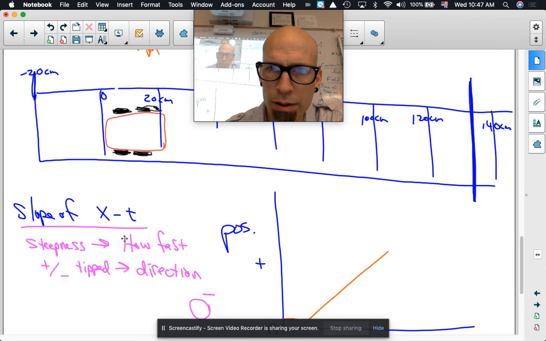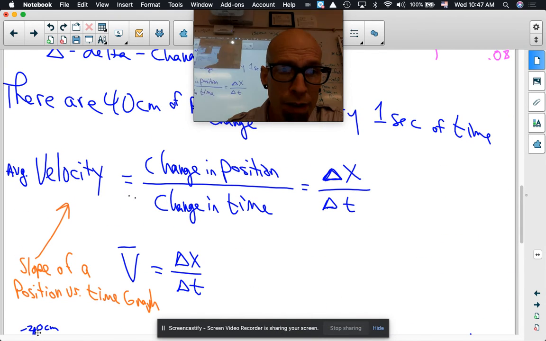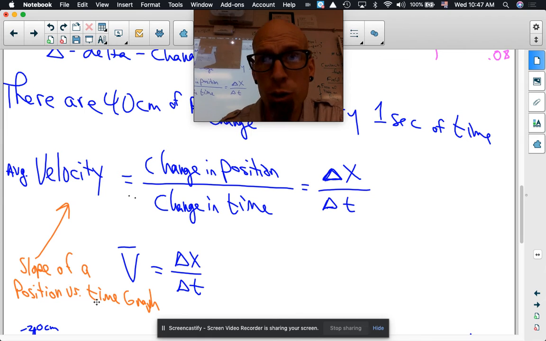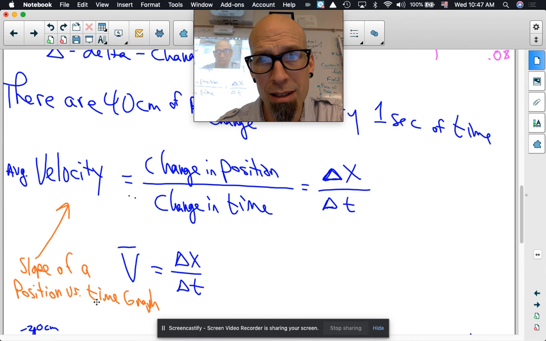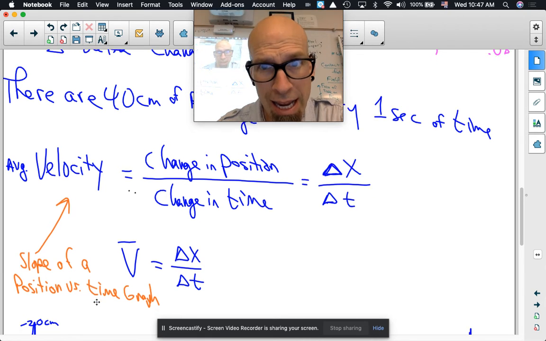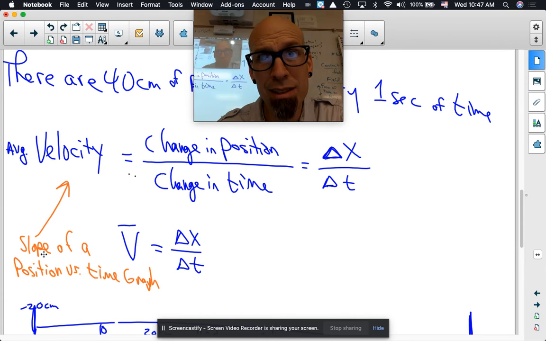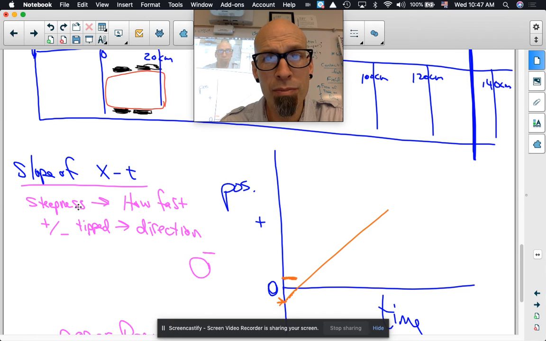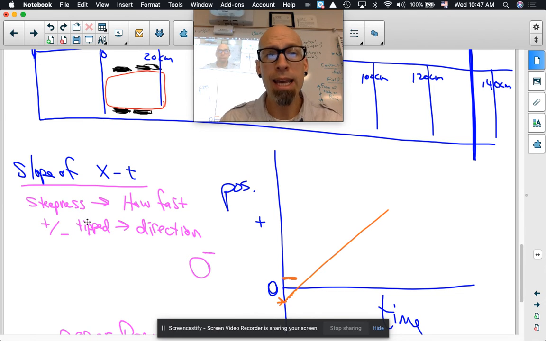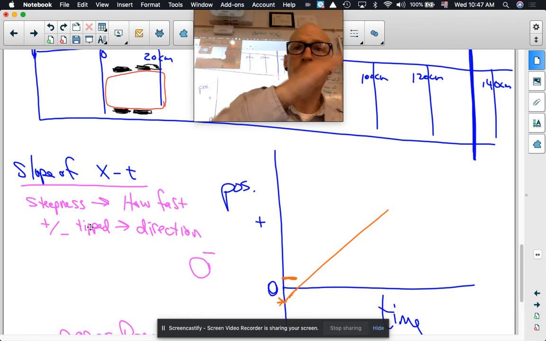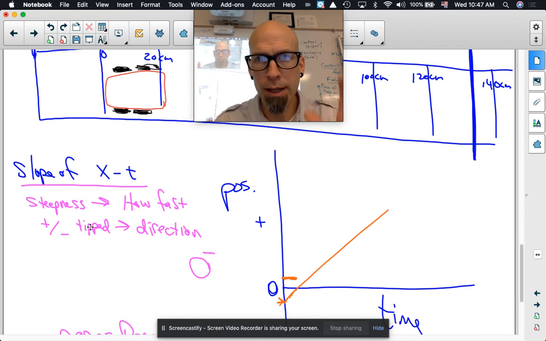This is critical here. This is critical. So the fact that the slope of the position time graph is what we call velocity, very important. And that slope is telling us two different things. That's telling us how fast with the steepness and what direction with which way it's tipped. I hope that makes sense.